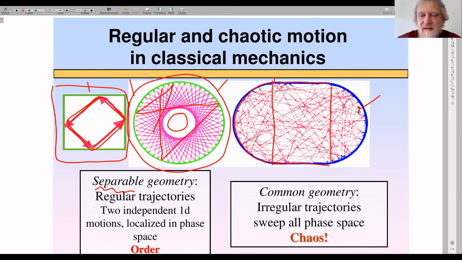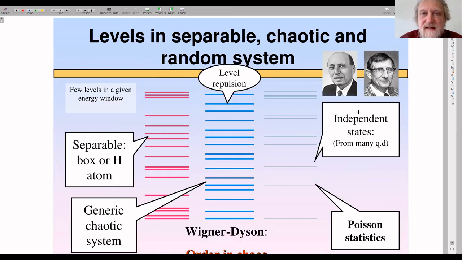Cannot see it in the chart. Very good. So chaos is common. Regular geometries are exceptional. Very well. Let us understand how to quantize the chaos.